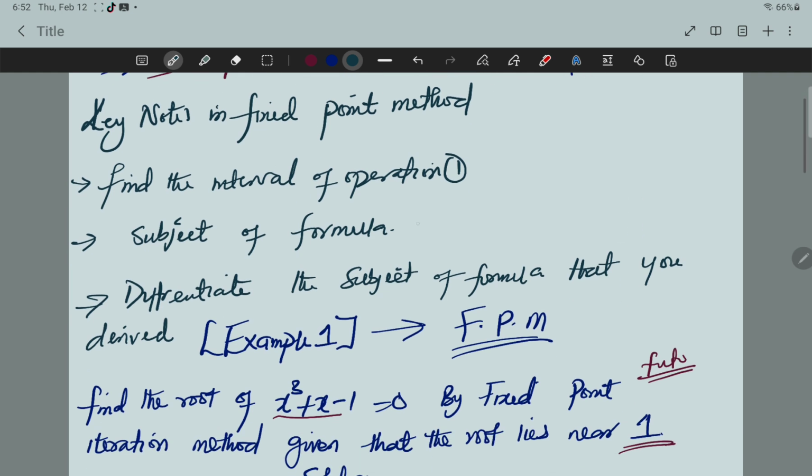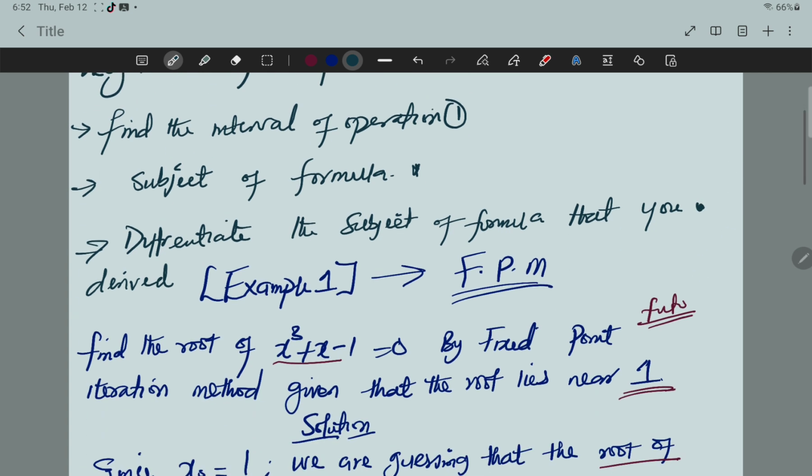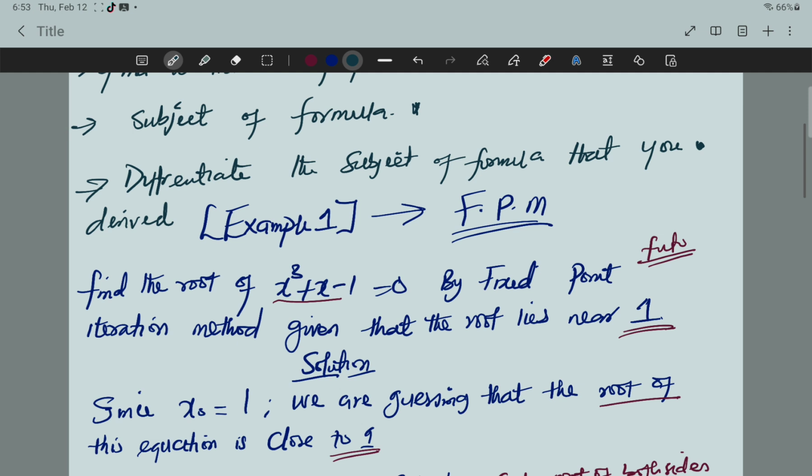Number two, we must be able to derive the subject of formula. And number three, we must be able to differentiate the subject of that formula that we derived. Excellent. Without wasting much of our time, we will be looking at some of the questions that we have.